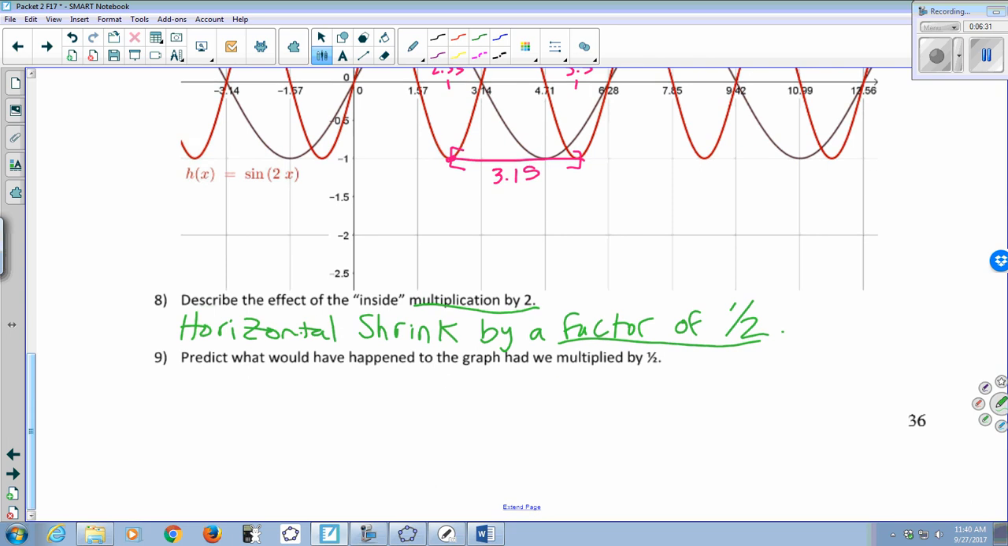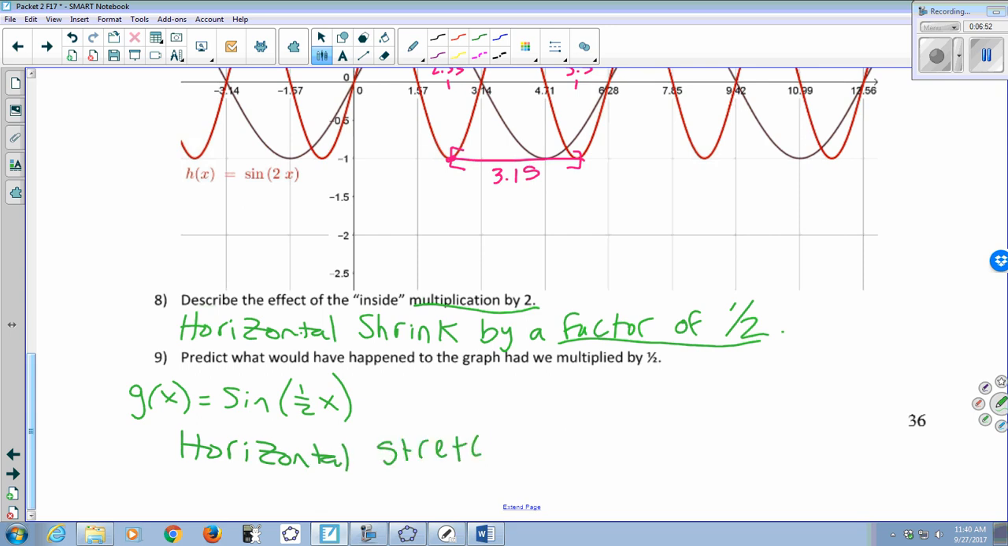So what do you think would have happened if we had put a 1/2 in front, if this g of x were the sine of 1/2 x? So I think the opposite would have happened, right? This would have been a horizontal stretch by a factor of 2. When I multiplied by 2, I actually shrank by a factor of 1/2. To reverse that, multiply by 1/2, and that's going to cause a stretch by a factor of 2.